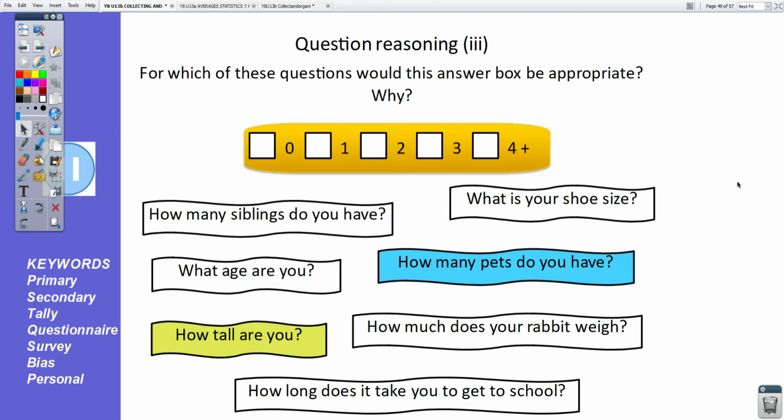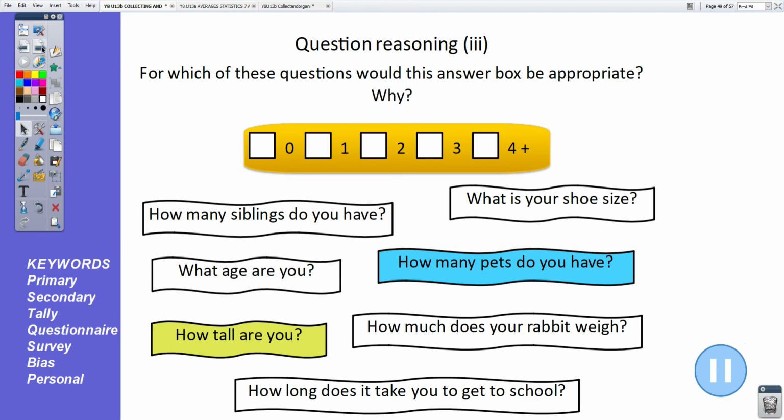Question reasoning. For which of these questions would this answer box be appropriate? So you've got 0, 1, 2, 3 and 4 plus. There are some questions. Which of those questions could you use that tick box answer set for? Pause the video, unpause it when you're ready to check.